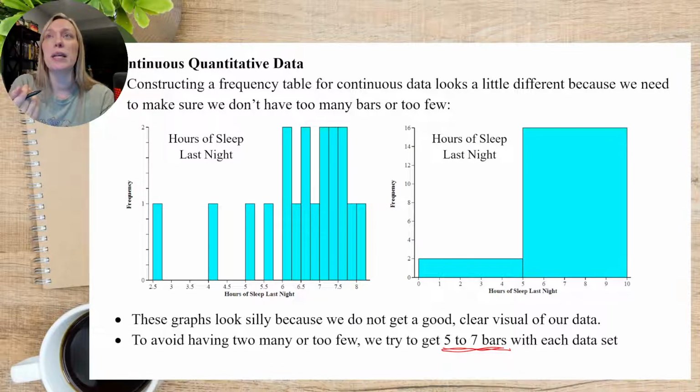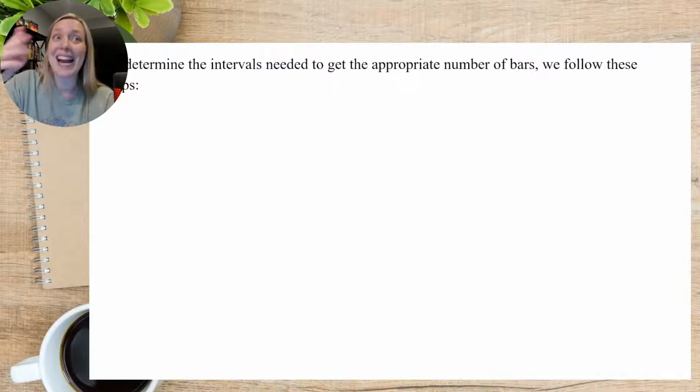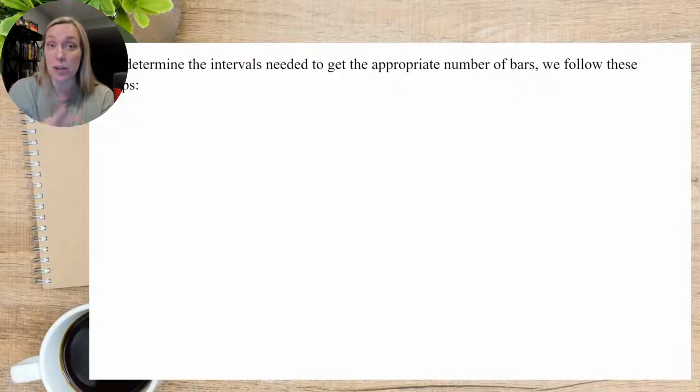It's either going to be told to you in the problem, or it's going to be up to you as the statistician and the experienced data analysis person that you are. It's going to be up to you to decide. But 5 to 7 bars is usually where we want to aim. Now, I do have steps for determining intervals and what intervals we need in order to make a frequency table. I just want to let you know that these are my steps alone that other people follow. But they're not like the rule.